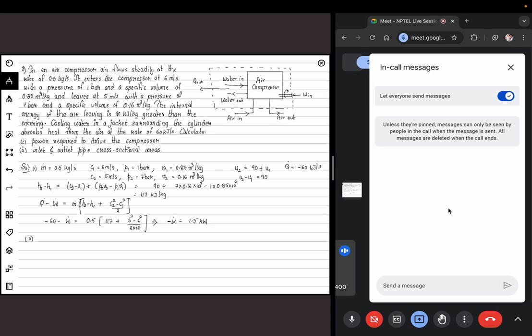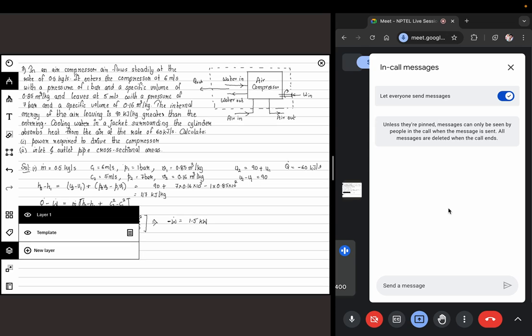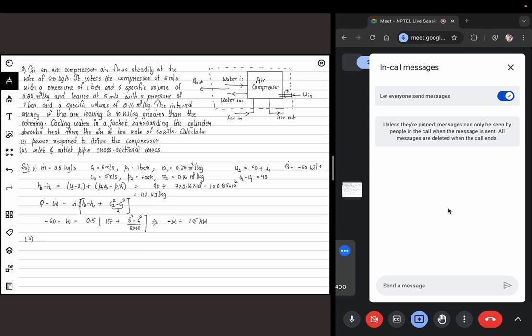Now you need to find the inlet and outlet pipe cross sections. So how do you go about doing that? We know m dot, so again just as before, you know the specific volume at inlet and outlet. So m dot is basically A1 C1 by V1, and that will be equal to A2 C2 by V2.